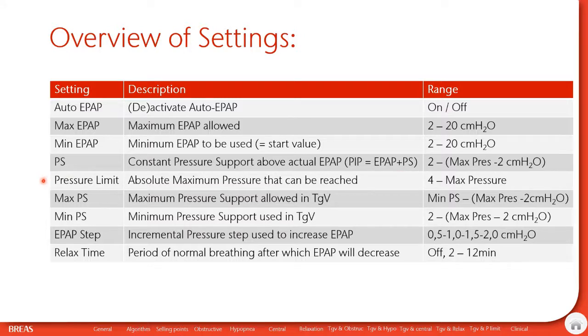With a safety limit, not an alarm, once more, which is the pressure limit, the absolute maximum pressure that the algorithm is allowed to reach. When we activate target volume, the constant pressure support setting will be replaced by a window of pressure support, very similar to the normal target volume algorithm. So the fixed pressure support is being replaced by a window of pressure support defined by the combination of the minimum pressure support and the maximum pressure support.